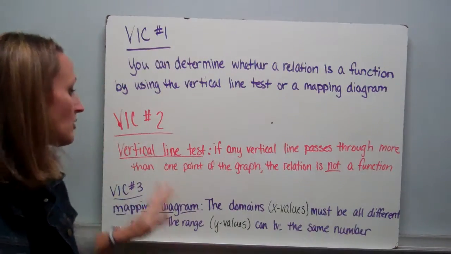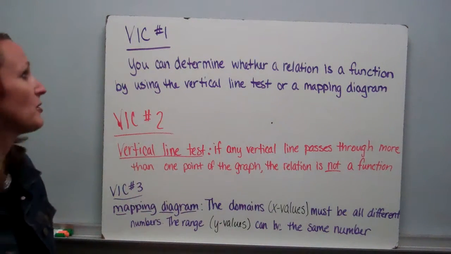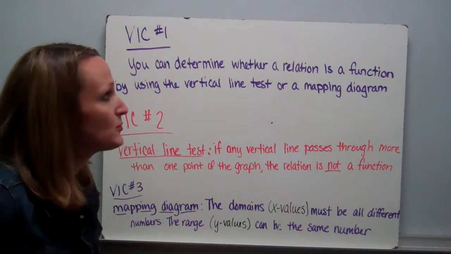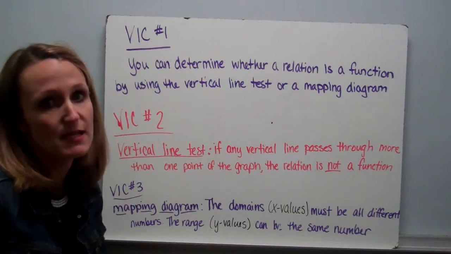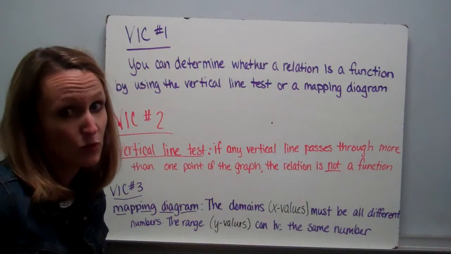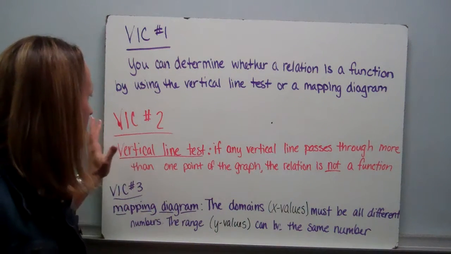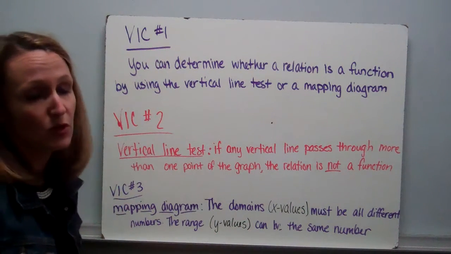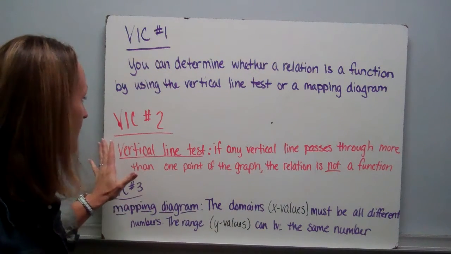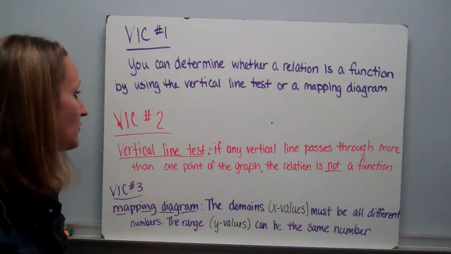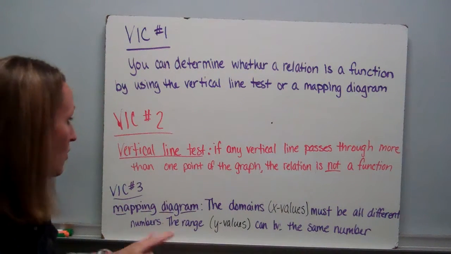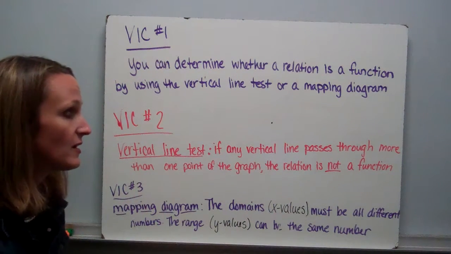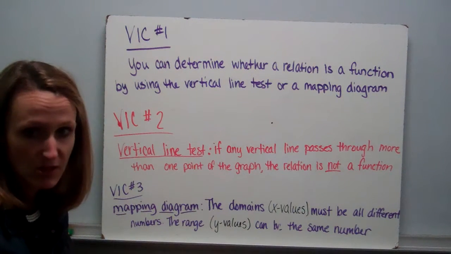Okay. Three very important concepts I want you to remember. The first one is you can determine whether a relation is a function by using the vertical line test or a mapping diagram. We're going to work with both of those today. So what is the vertical line test and a mapping diagram? Well, very important concept number 2. The vertical line test says that if any vertical line passes through more than one point on a graph, then the relation is not a function.